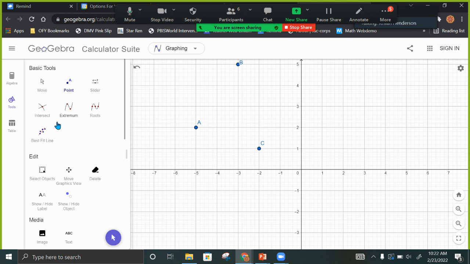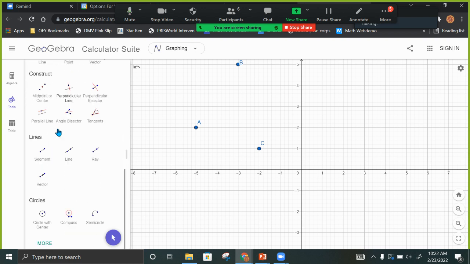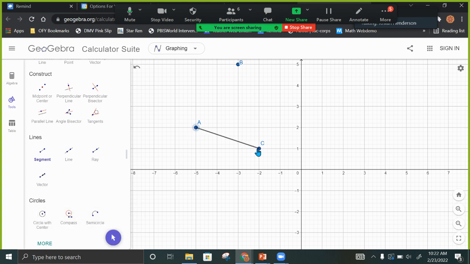And once you have 3 points, you scroll down in your tools and we look for the header that says lines. And you see there you can make segments, lines, rays, vectors. We're going to click on segments. And then you just select 2 points you just made and it makes a segment in between them. Super easy. So now I've got my triangle.